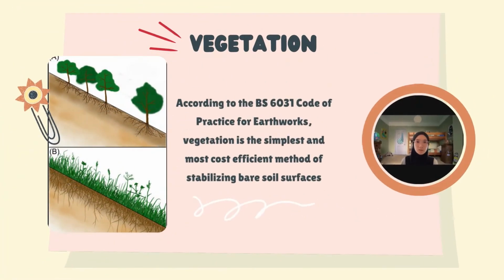The use of vegetation or mulches, according to British Standard 6031 Code of Practice for Earthworks, is the simplest and most efficient method of stabilizing bare soil surfaces. The goal of all surface stabilization procedures is to produce a thick vegetation cover as quickly as possible in order to reduce accessible sources of sediment.